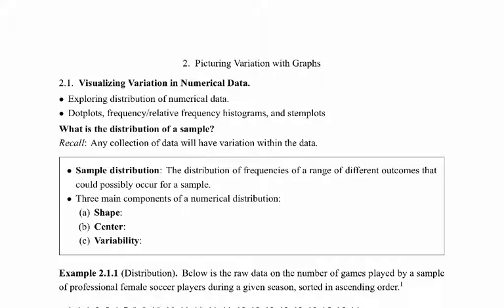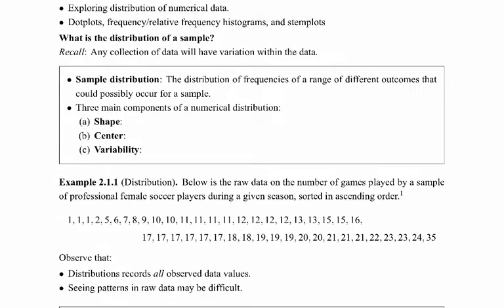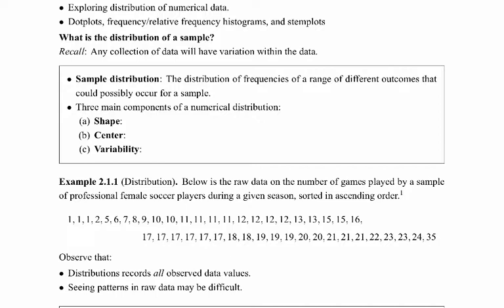And so a couple of key objectives for this section. One is to explore the distribution of numerical data, and then to look at how we can represent numerical data using dot plots, histograms, and stem plots. So what is the distribution of a sample? Remember, any collection of data will have some sort of variation within that data, and that's what we're interested in looking at. So what we would start with is something called the sample distribution.